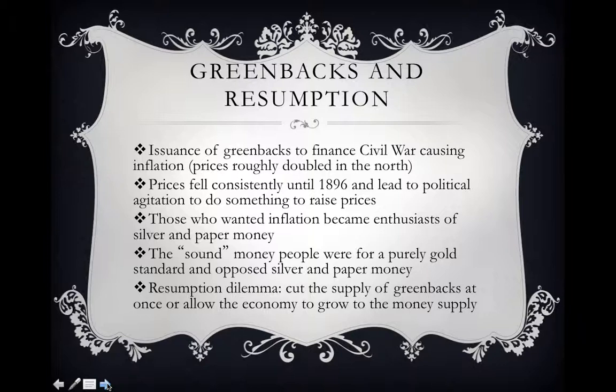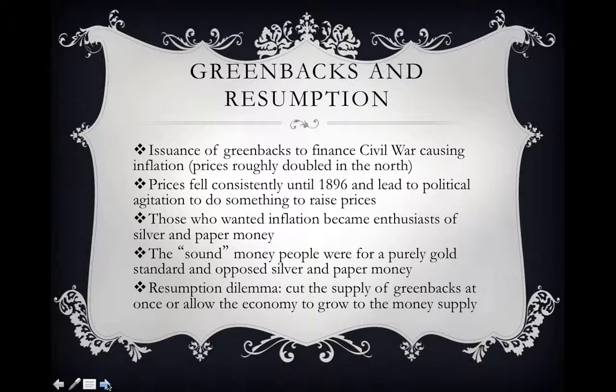So in order to get these greenbacks out of the market, there were two different ways you could go about doing this. You could allow the economy to grow. So you could keep the money supply constant and allow the economy to double so that the price level would go back to its original level. Or you could take this money out of circulation. You could cut back on the money supply. So there are two ways you could go about resumption.